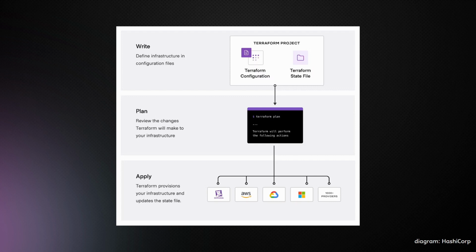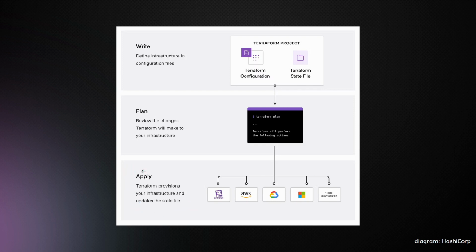So what typically happens is you write your infrastructure configuration files as code, and you also get a Terraform state file. And this in whole makes your Terraform project. Then in your terminal, you type terraform plan, and it will output all the different resources that need to be deployed within the certain cloud providers that you are using. You review those changes and then run terraform apply.